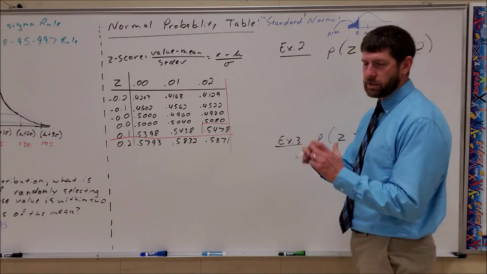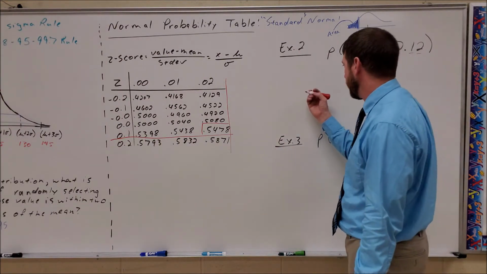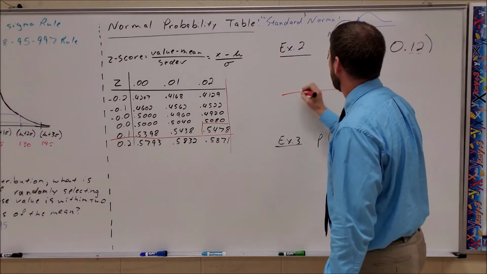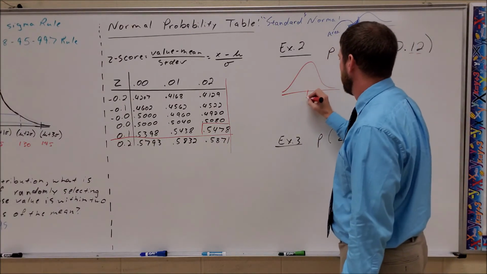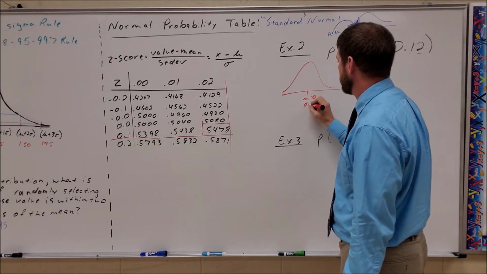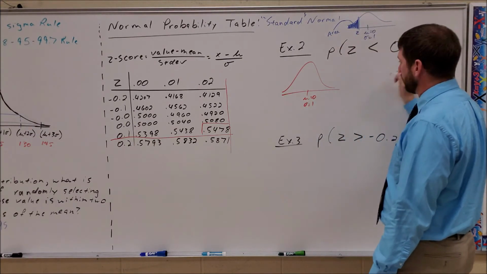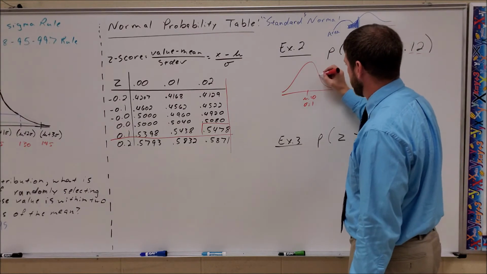Whenever I'm working these, I just want to draw it out to make sure I have the answer that it's asking for. So if I draw my standard normal curve, just doing a quick sketch, we know our mean is 0 and standard deviation is 1. 0.12 is going to be somewhere to the right.